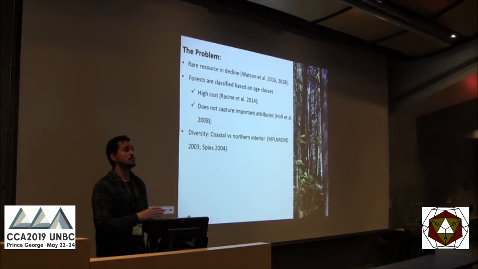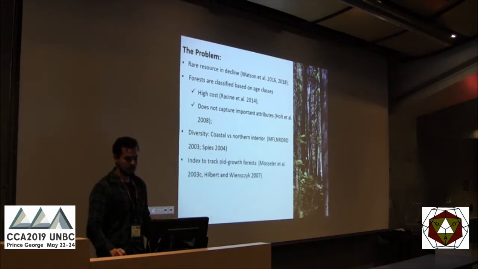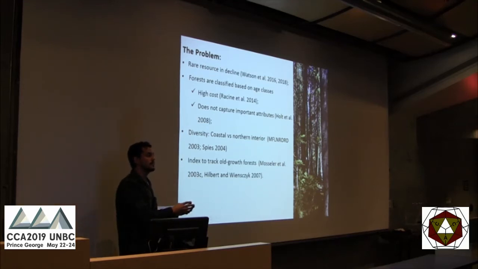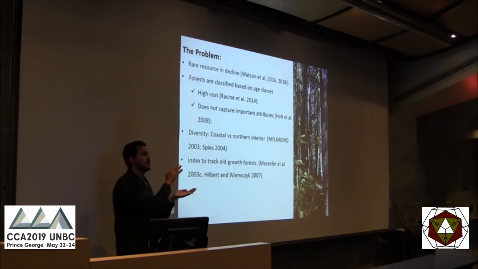But there are other types of old-growth forests as well. Here in the northern interior, because of stand-replacing disturbances, they have less distinguishable attributes. But that doesn't mean those old-growth forests are not important. They're still important. They're just less distinguishable. And so some authors have pointed out the need for us to create an index. So instead of using age classes, something that's fixed, use something that can capture this continuous nature of the forest instead of just putting them in fixed classes.